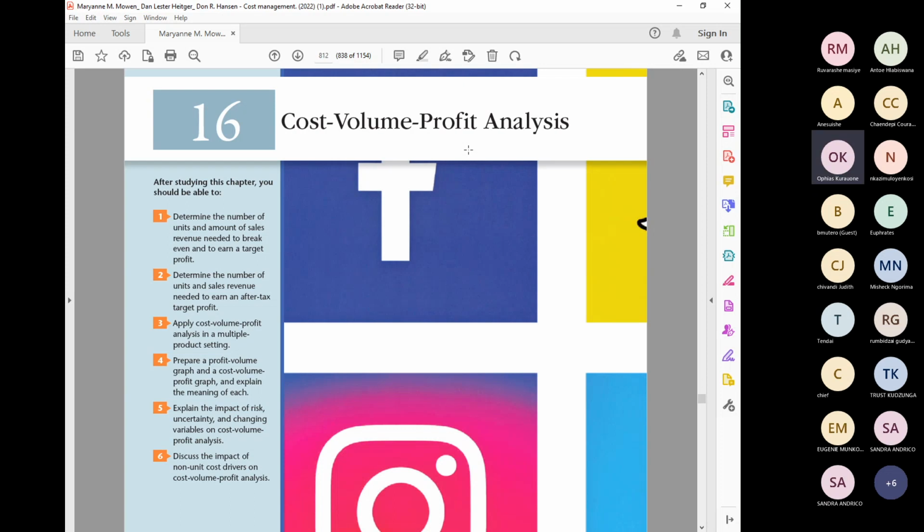Once you understand this, it might be much easier for you to understand some of the key concepts. In the module of management accounting, cost volume profit analysis is there, but it's a bit shallow. Then in cost accounting, cost volume profit analysis is there again, but not in full.